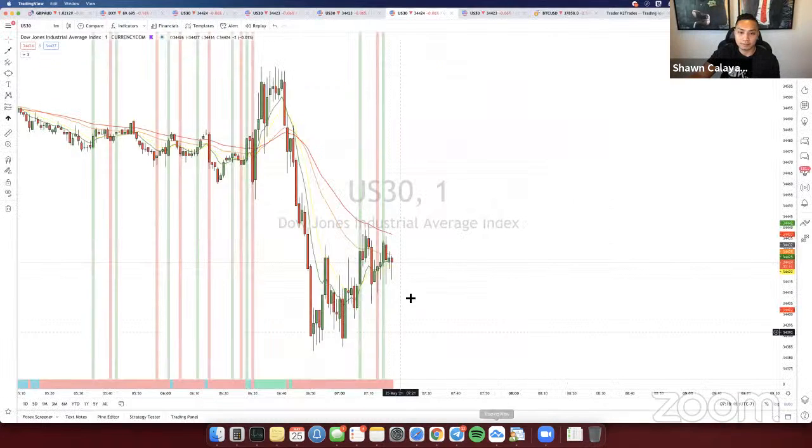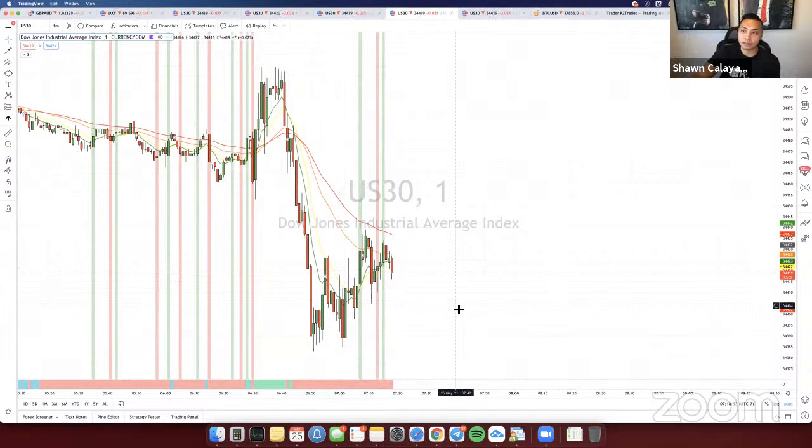But yeah, anyways, looking at this here, it's just going sideways at this point. It's still early in the market. It's only 7 o'clock. We have about 8, 9, 10, 11, 12, about 5 hours left until the market starts to shift one way or the other.